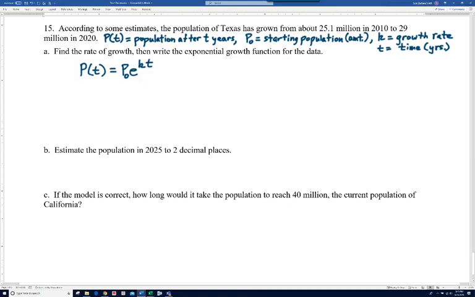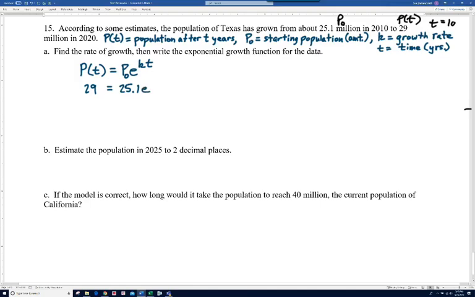So in this problem, 25.1 is our P naught, and 29 would be our P of t. And notice it went from 2010 to 2020, that's 10 years, and so our t is 10. All right, so let's plug in our numbers. P of t is 29. P naught is 25.1. Again, these numbers stand for million people.